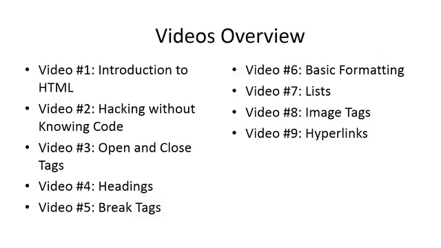So video number 5, we're going to talk about break tags. How do you make it so that you have break lines? So as you're creating paragraphs and as they're getting bigger, how do you get breaks so that they look nice? So that you have white space in between. And video number 6, we're going to talk about basic formatting. Video number 7, lists, unordered lists, and ordered lists. And video number 8, image tags. We're going to talk about that. And of course, in video number 9, we are going to talk about hyperlinks.